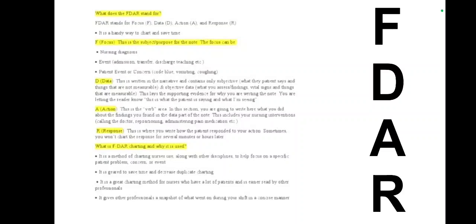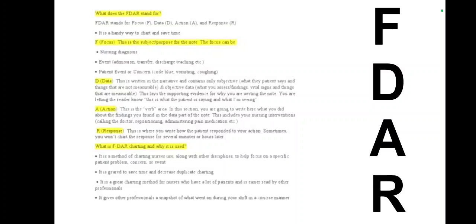If the problem is coughing, we can use it in the data. You have to put if there is a productive or non-productive cough, and then what the lung sounds are. So the data is very specific. It serves as the evidence of the focus. It may include normal findings, but when we use FDAR, because this is a focused documentation, usually we add data that supports the focus or the problem.